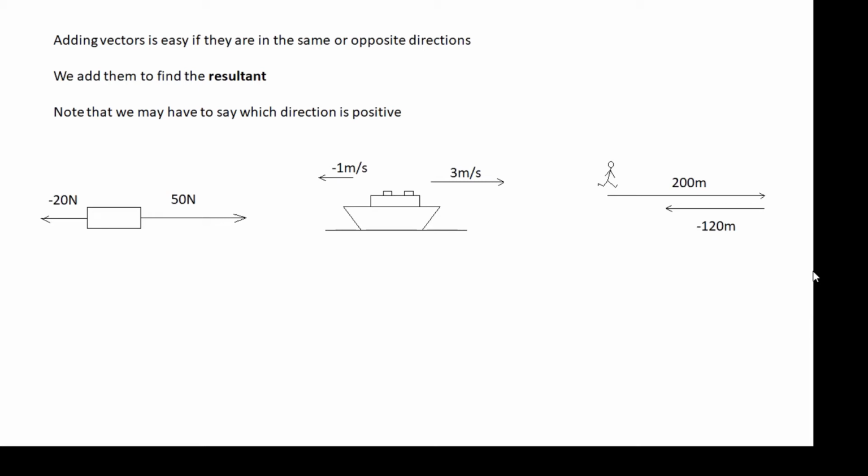Adding vectors together is easy if they're in the same or opposite directions. And when you add together vectors, what you're doing is finding the resultant vector. Very often you have to say which direction is positive, whether it's left to right or upwards or downwards or north or whatever. So here's some very easy sums for you to do. Adding together two forces, two velocities, two displacements, and the answers are very straightforward. And they are the resultants.